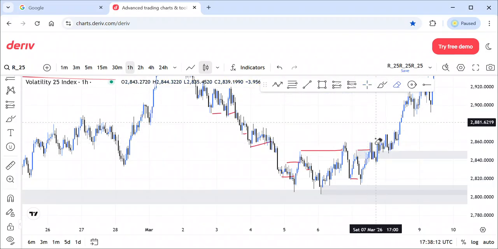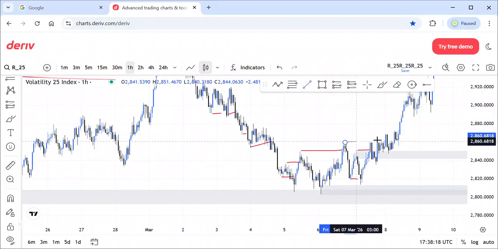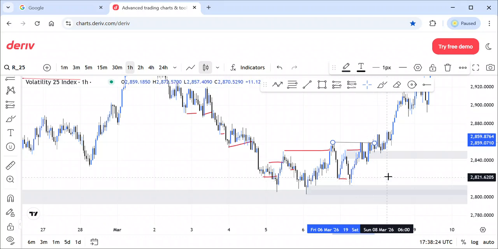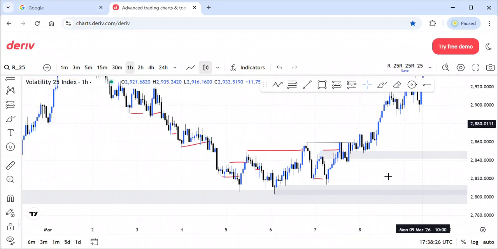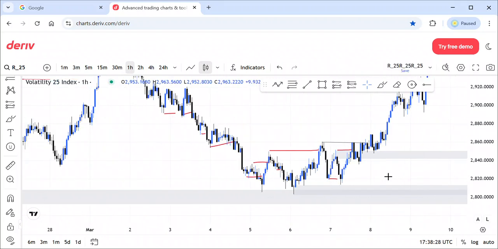Yeah, so don't forget, after that we still have another breakout structure here too, to the upside. We have another breakout structure there to the upside. So the market continues from there to the upside.